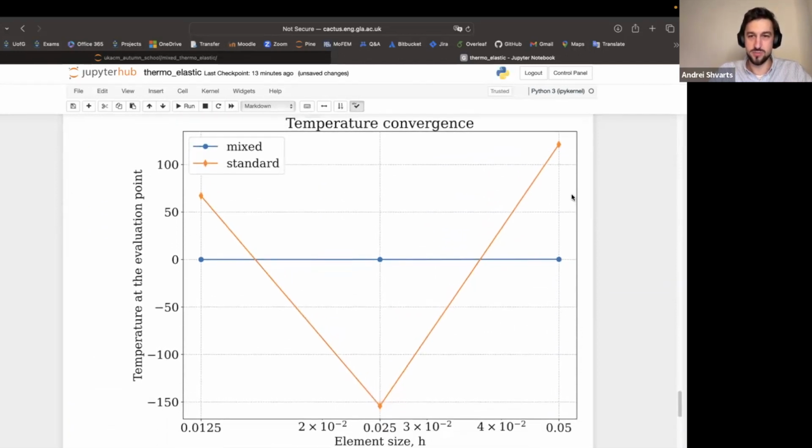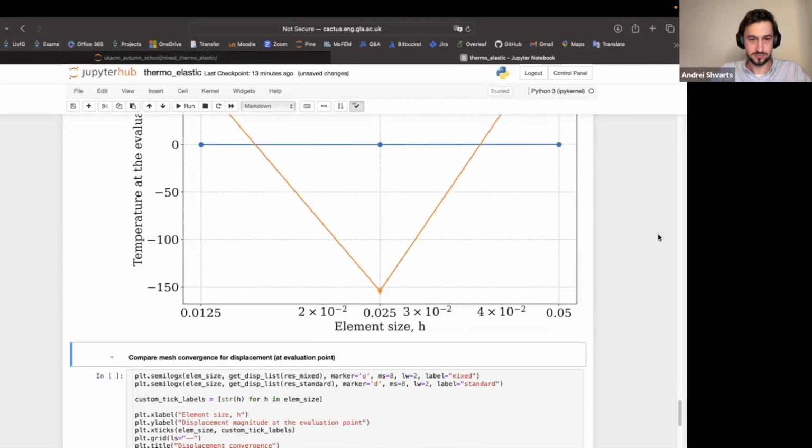For the standard case, it's jumping around. You could say that it's slowly converging to zero, but it oscillates, so it's above 100, and it's below minus 150, and then yeah, you can see what's happening. So probably there would be a need for more steps of this refinement to get a better solution for the standard one that gets closer to actual zero. While with the mixed formulation, we are getting zero all along, thanks to the properties of this mixed formulation that we discussed in the lecture.